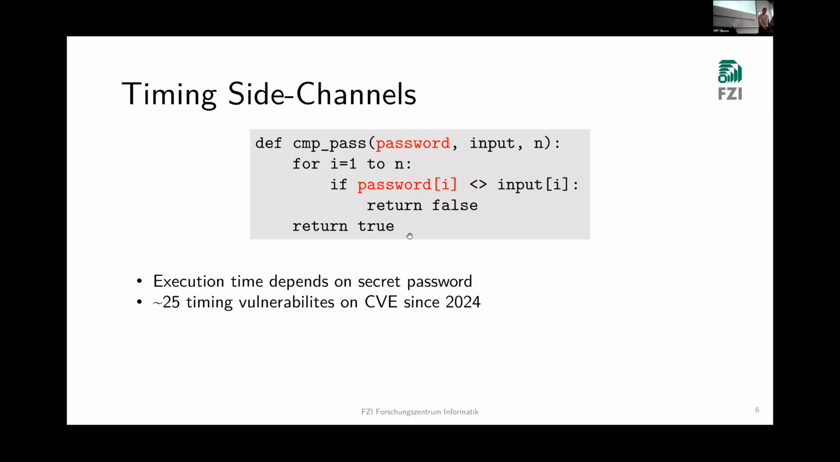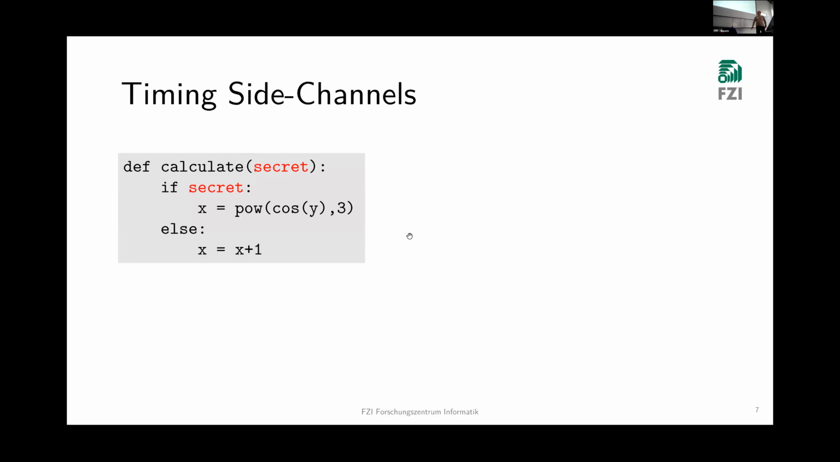Here I'm going to give another example. It's a bit simpler. There's just a condition that depends on some secret, and the two branches of the condition take different amounts of time to execute because this cosine and power is just more expensive than the addition. There's one simple thing that we can do in this case. Okay, first here's a control flow graph of this code.